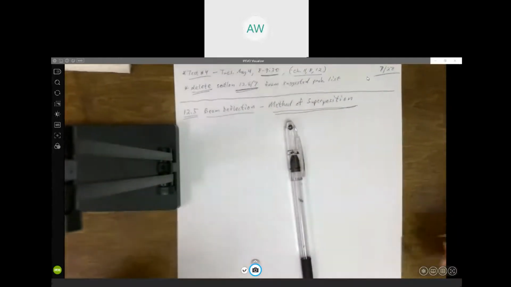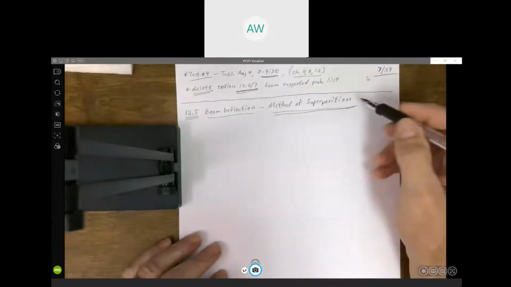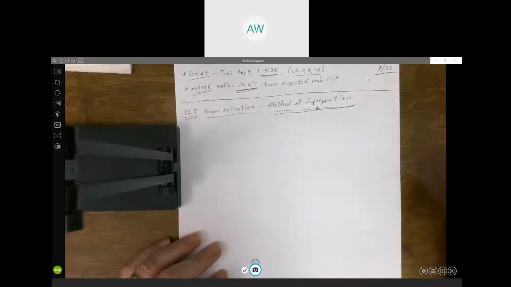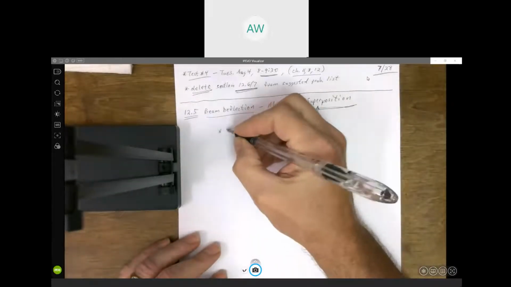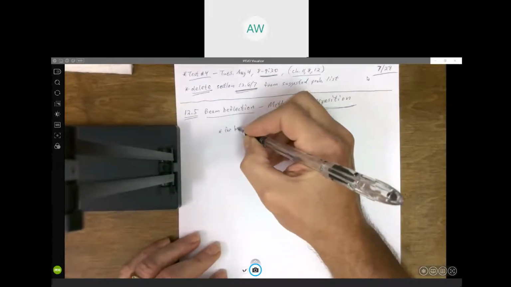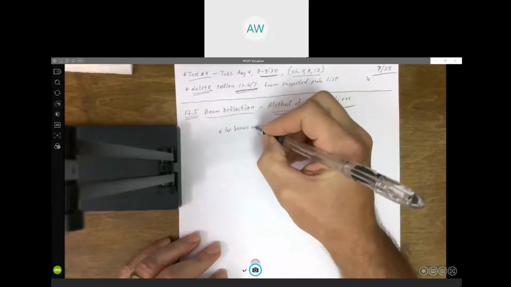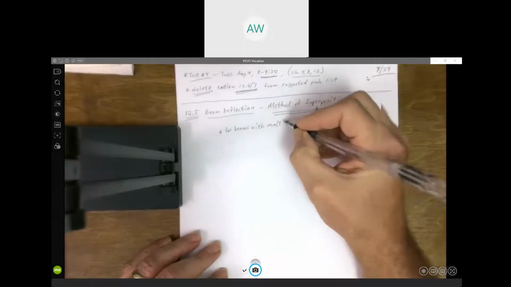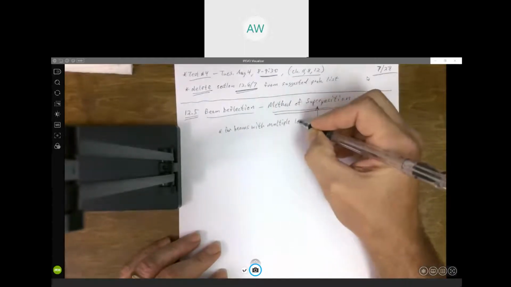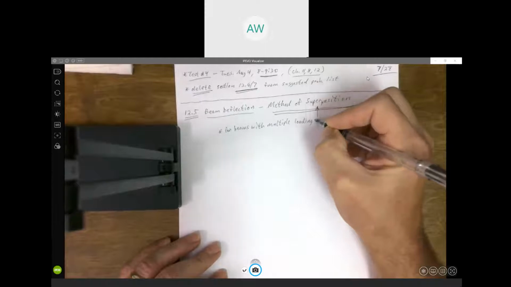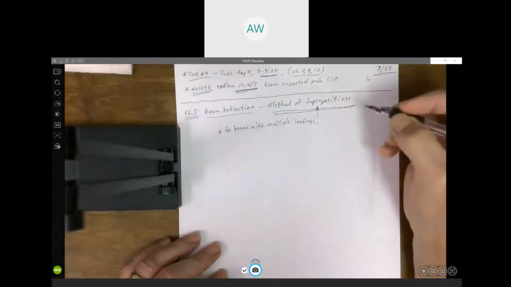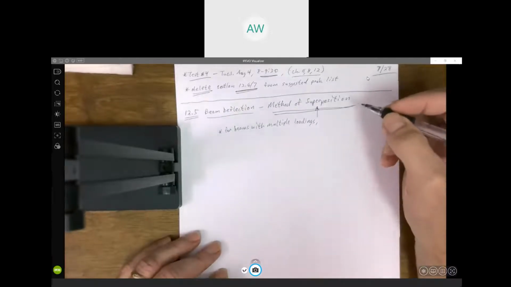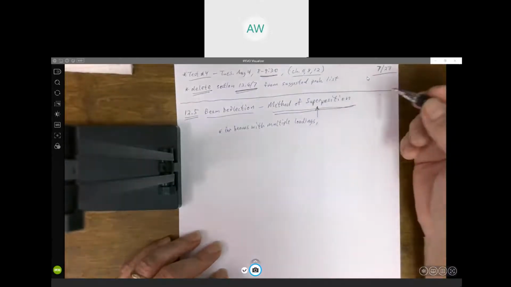The concept here, when we say superposition, is that for beams with multiple loading, we're just going to get the deflection due to each loading and then add those together. That's the concept of superposition.